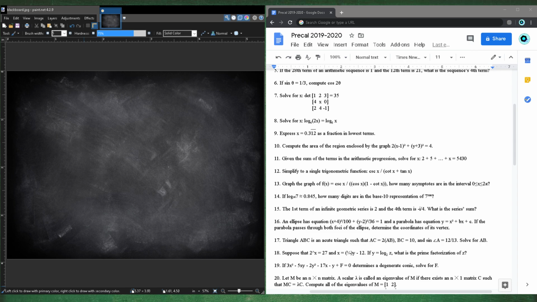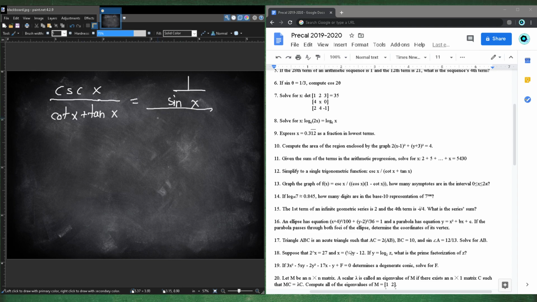Okay, number 12. Simplify to a single trigonometric function. So cosecant of x divided by cotangent of x plus tangent of x. That looks kind of weird. So what does this simplify to? Well, cosecant of x is just 1 over sine of x.